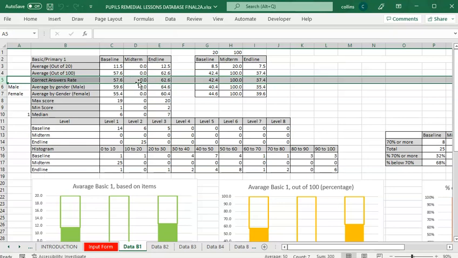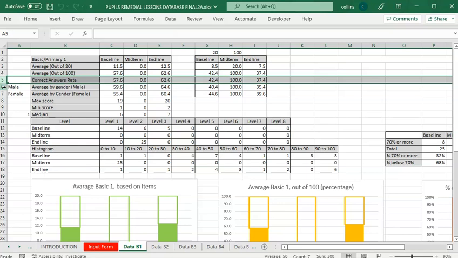It shows that there has been a marginal improvement, because here about 57.6% was correct, indicating that about 32.4% of the learners had the questions wrong in basic 1, right? But here there has been an improvement up to 62.6.